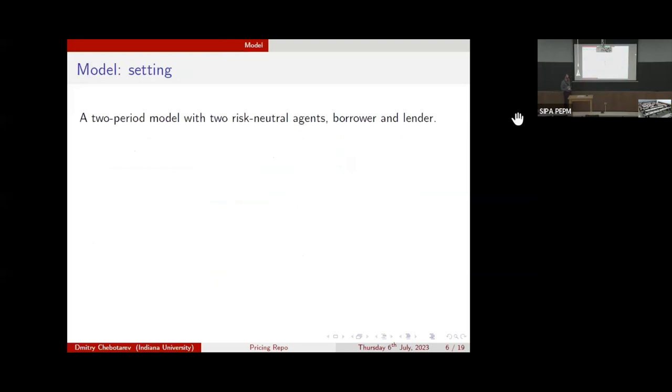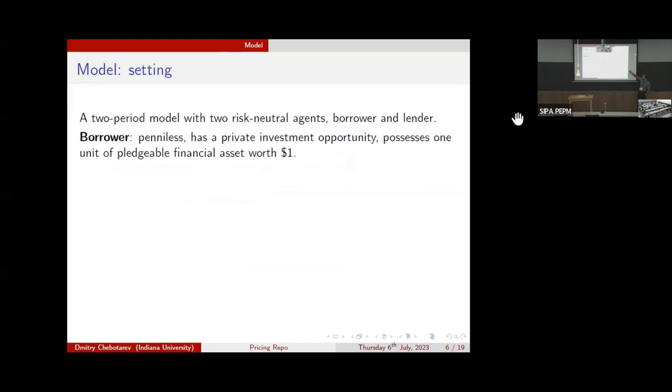So, about the model itself, it's a very simple two period model with everybody being risk neutral. And there are two agents, borrower and lender. This is without loss of generality. But the borrower is penniless. It has a private investment opportunity, but doesn't have money to invest. But has 1 unit of collateral, a financial asset worth $1.